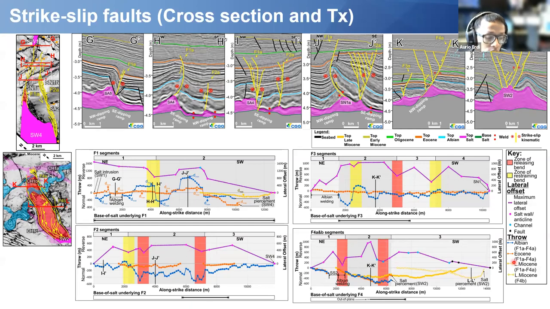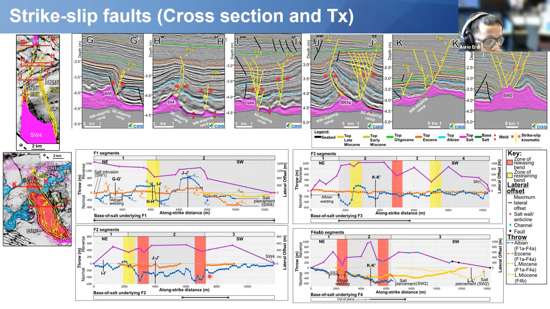A significant observation is that many maximum reverse and normal throws are located where the lateral offset decreases downward to their inflection point, which we color red or yellow in here. This maximum reverse and normal throw reflects restraining and releasing step-overs along the strike-slip fault.